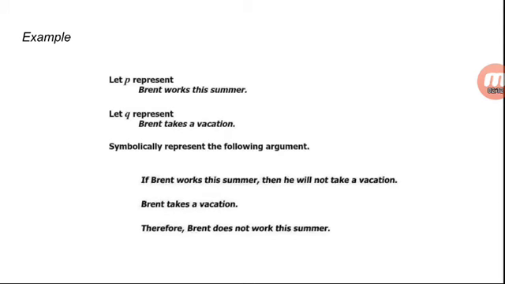Here's an example. Let P represent Brent works this summer. Let Q represent Brent takes a vacation. Symbolically represent the following argument. If Brent works this summer, then he will not take a vacation. Brent takes a vacation, which is going against the initial conditional statement. That's the argument. Therefore, Brent does not work this summer.